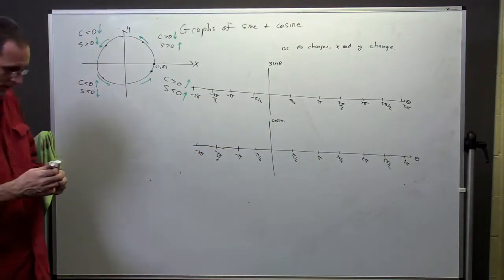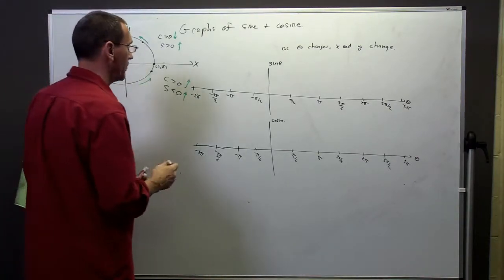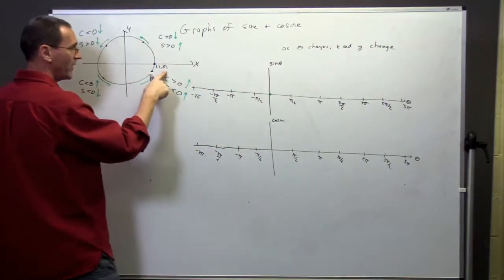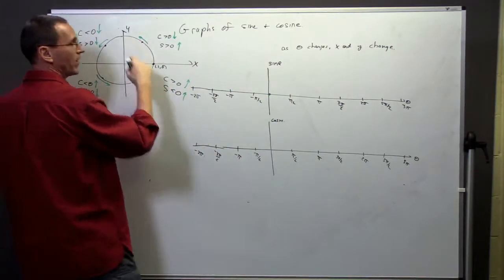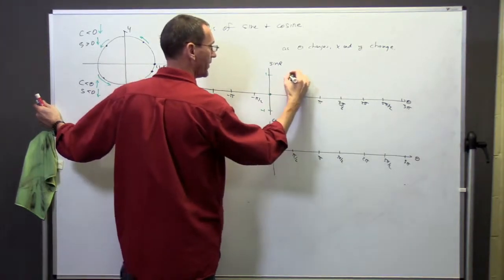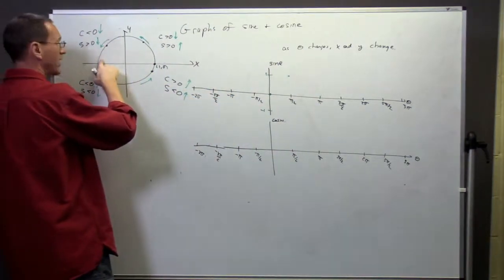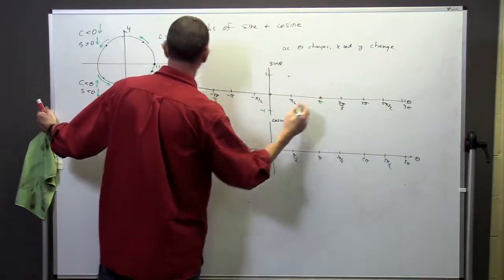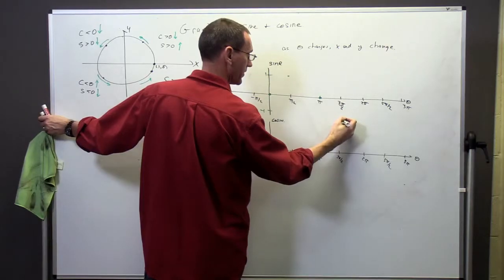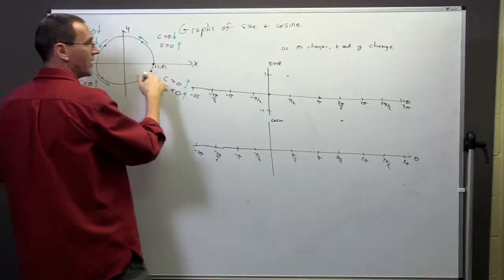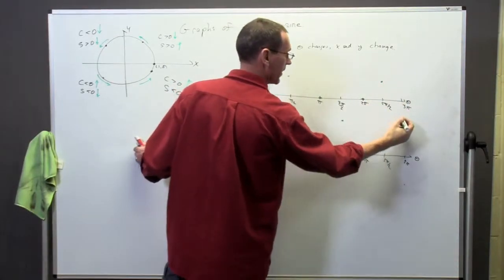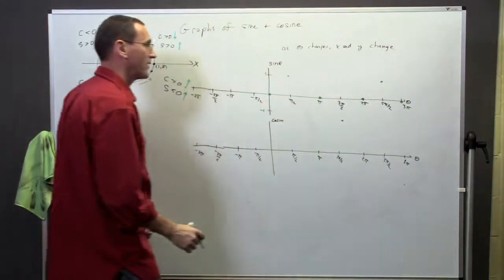So let's see, what is sine going to do? When the angle is 0, my y value is 0. When I come across to pi over 2, it's going to go up to 1. As I come down to here, it's going to go down to 0. And to here, it's going to go to negative 1. As it comes across to here, it's going to be 0. And then it's going to just start repeating itself, like so.